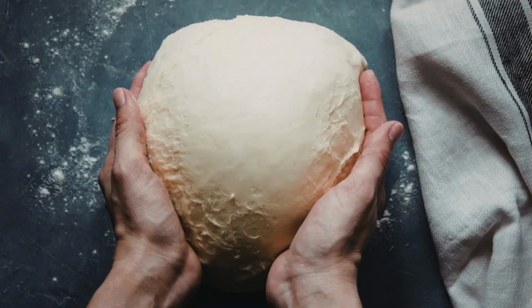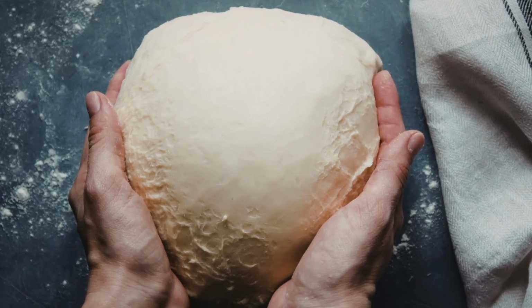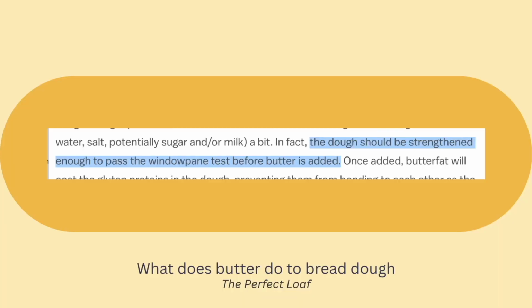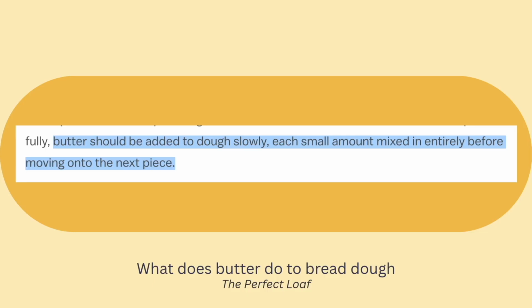There are effectively 3 stages to dough development. The first, shaggy dough stage, where it is a messy mixture, and the last is the full, smooth, round ball of dough. The middle phase is where it has been kneaded for several minutes, where the dough should be strengthened enough to pass the window pane test before butter is added, and the butter should be added to dough slowly, each small amount mixed in entirely before moving on to the next piece.